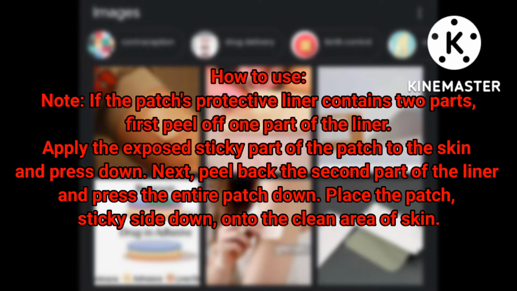How to use it? If the patch protective liner contains two parts, first peel off one part of the liner, apply the exposed sticky part of the patch to the skin and press down. Next, peel back the second part of the liner and press the entire patch down. Place the patch sticky side down onto a clean area of skin.